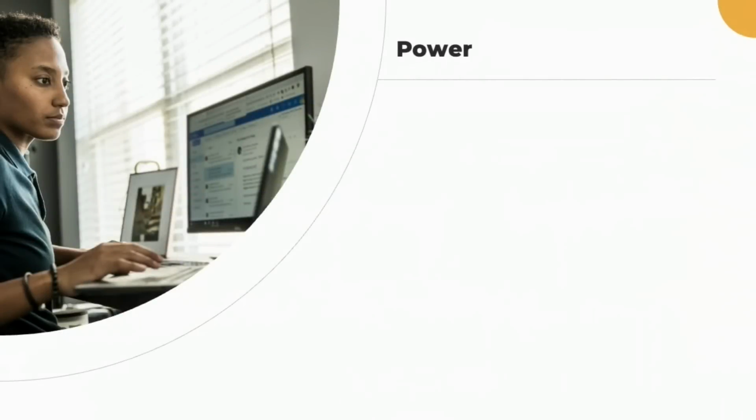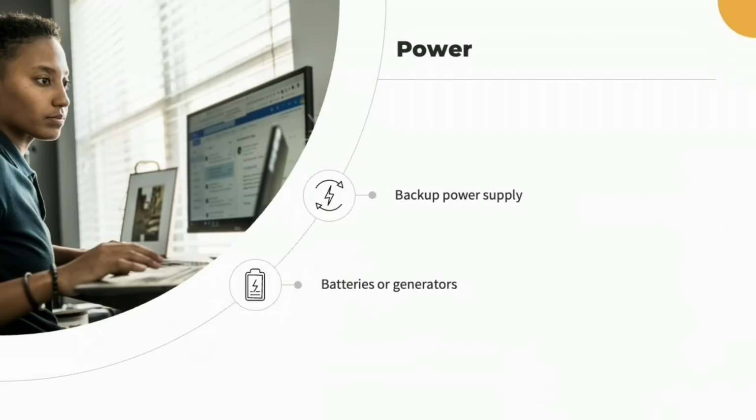Lastly, power can also be a single point of failure. Even if you have implemented other redundancy measures, if the entire building you're in loses power, then nothing is available. So you can, of course, use backup power supplies such as battery packs or generators to ensure that at least emergency power can be provided until full power is restored.